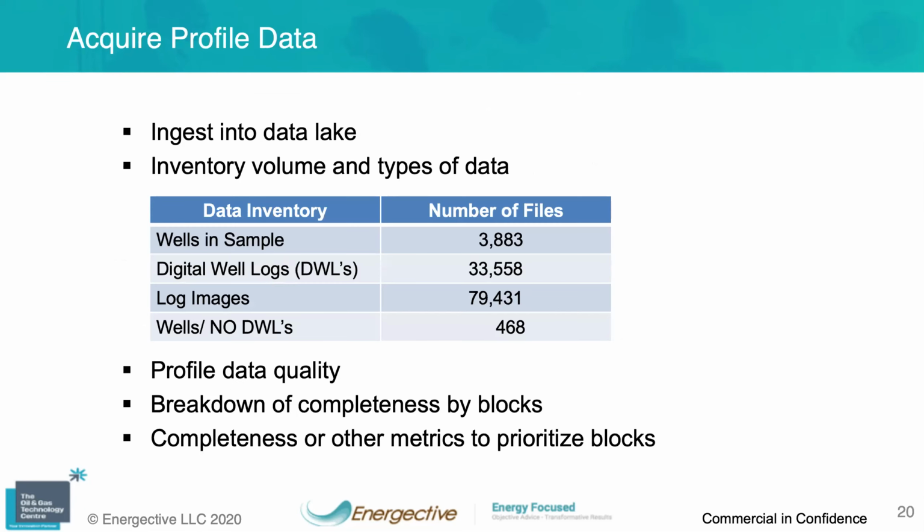Okay, so we start off, we bring it into the lake, into our data lake. As I said, we had 3,883 wells. We started with 33,000 digital well logs and almost 80,000 images. We started looking at their data quality. We break down the completeness by block, and the completeness metrics to prioritize the blocks.